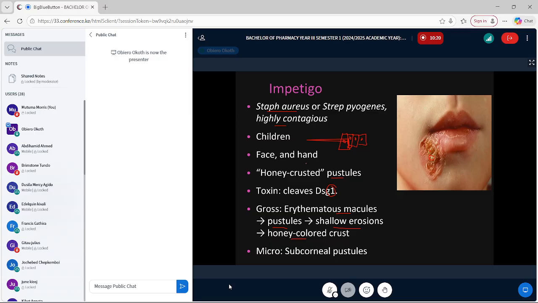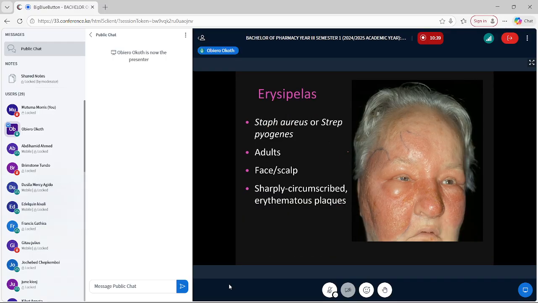Impetigo is common. It is one of the commonest skin infections, especially in children. And as I was saying, it is highly contagious. So in a nursery class, if one child has it, there are chances that it will be all over the place.